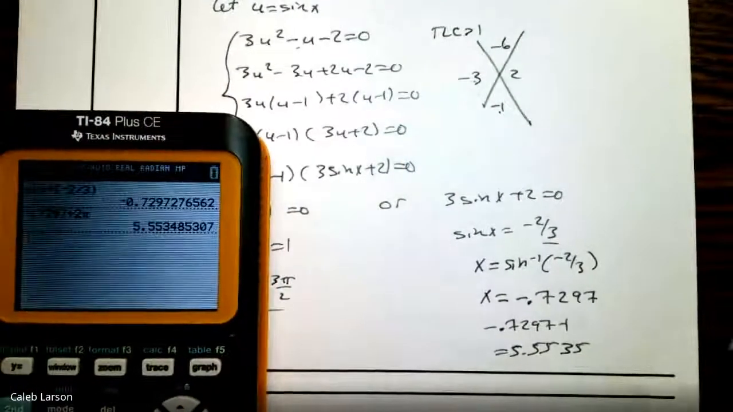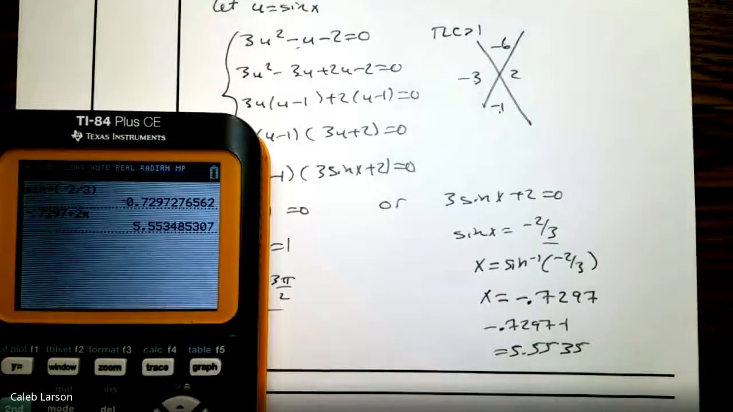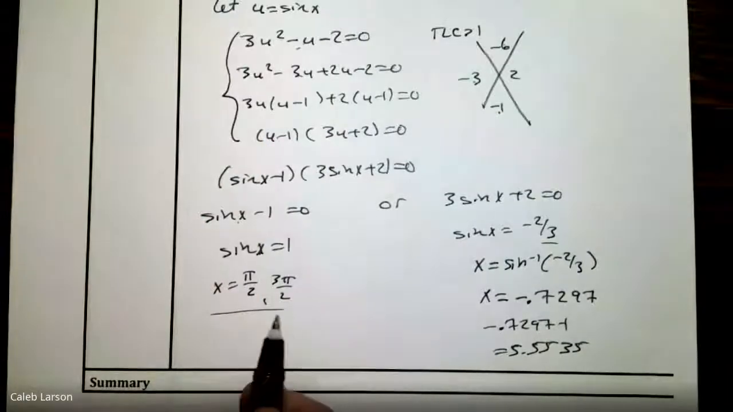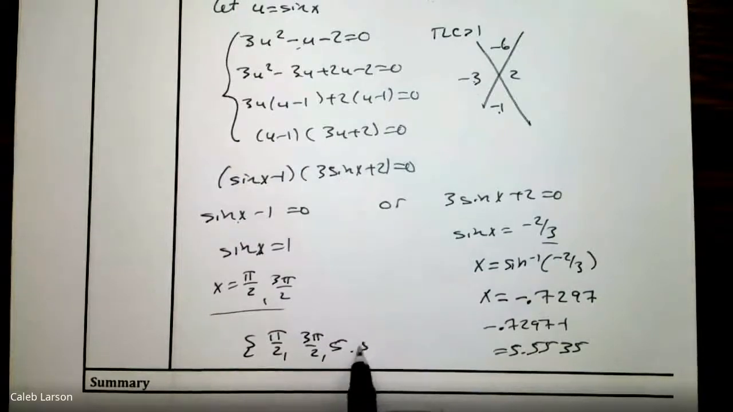So there is our one option right here, okay? And that should be good enough. So there's our three answers. We have solution set pi over 2, 3 pi over 2, and 5.5535 as our solutions. Okay, it's just three of them. Nothing too terribly crazy there, okay?